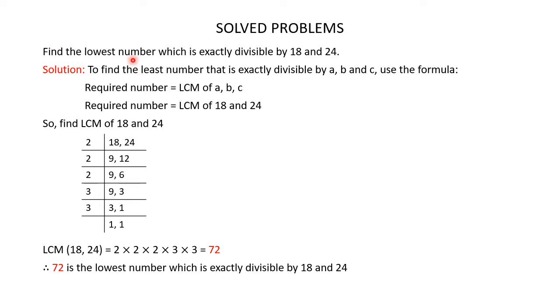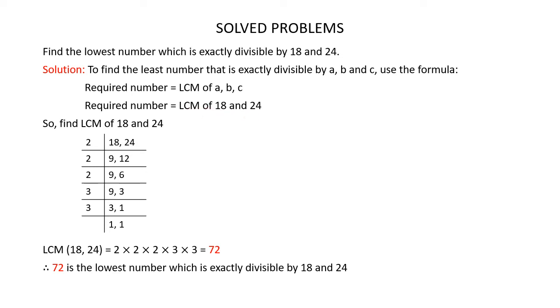Find the lowest number which is exactly divisible by 18 and 24. Here you have to find the lowest number which is exactly divisible by 18 and 24. Now you know that to find the least number that is exactly divisible by A, B and C, you have to use the formula: required number is equal to LCM of A, B and C. So here, you have to find the LCM of 18 and 24. So the required number is LCM of 18 and 24.